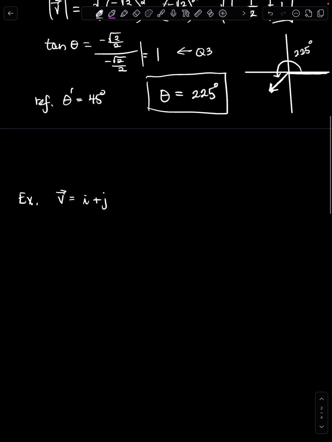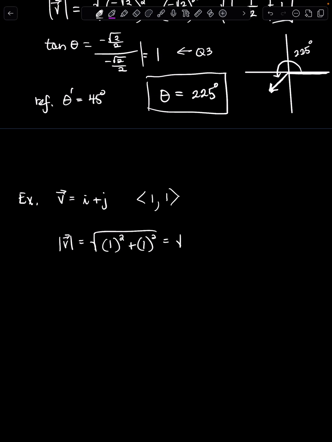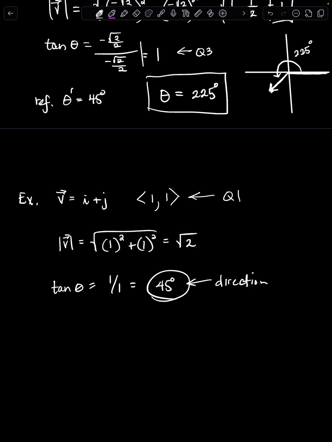This one is in the form i plus j, so you can leave it like that or write it in component form. I'm going to write it in component form. My number in front of i was 1, number in front of j was 1. The magnitude is going to be the square root of 1 squared plus 1 squared, or the square root of 2. That's the length of that vector. The direction of this vector is going to be 1 over 1. My reference angle is again 45 degrees. This is in quadrant 1. So my theta is 45 degrees. That's the direction. That's the magnitude.